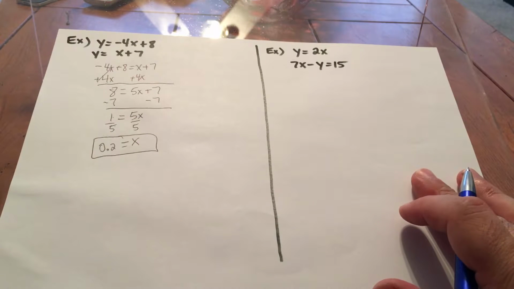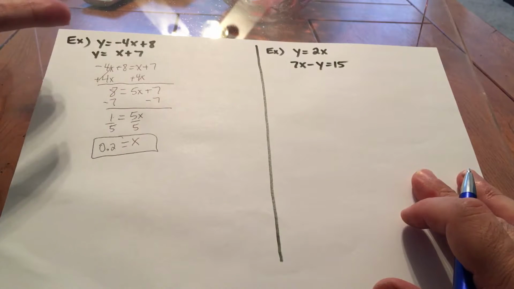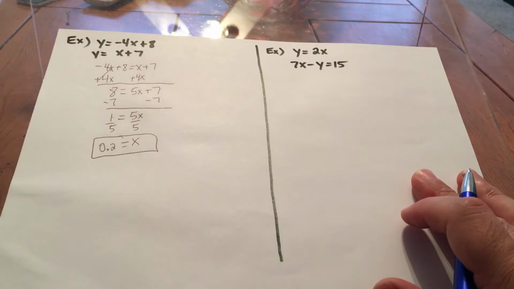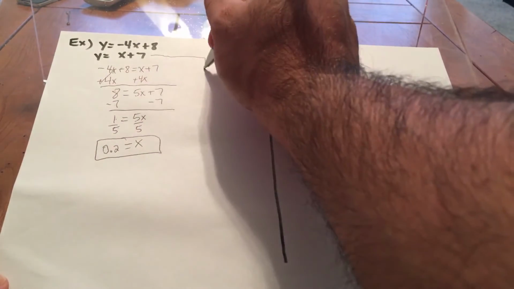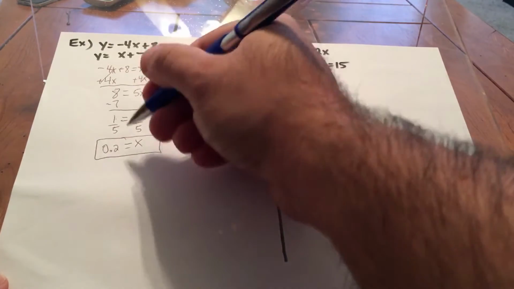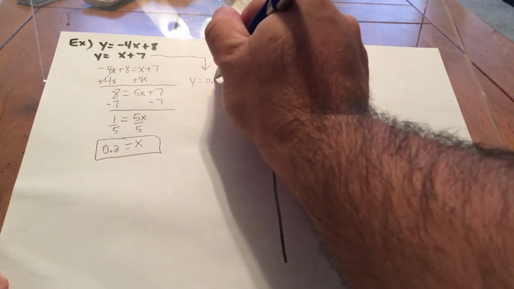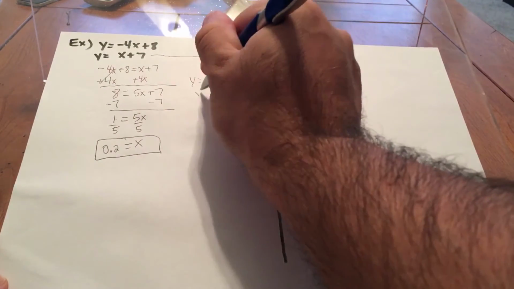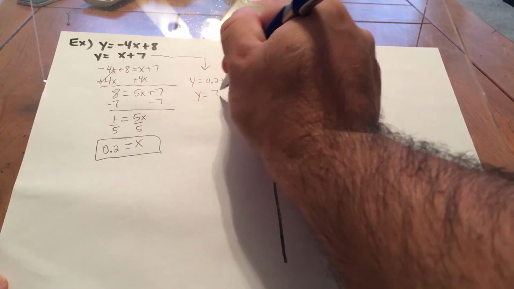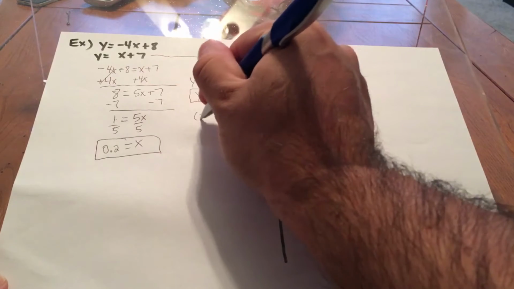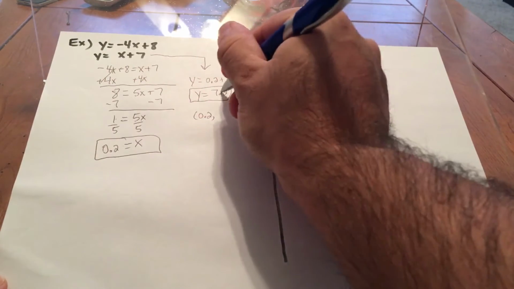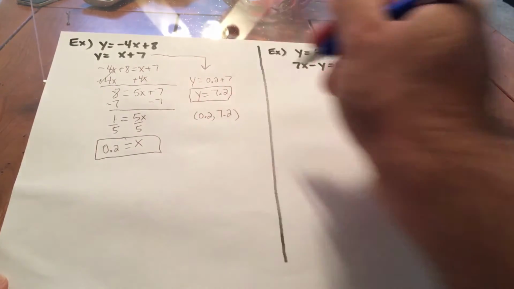Now we need to find y. Both of these are solved for y, so you can plug it into either one. But if you notice, the second one's going to be really easy to plug in because you don't have a number in front of the x. So if we use that one, y is equal to x, which we found to be 0.2, plus 7. So y is equal to 7.2. And if you want to write it as a coordinate, x goes first, 0.2, y goes second, 7.2.